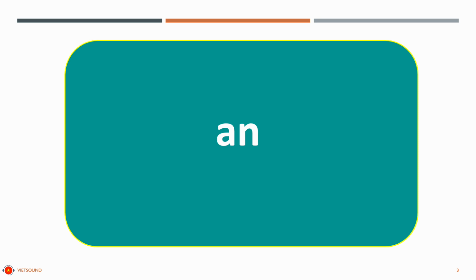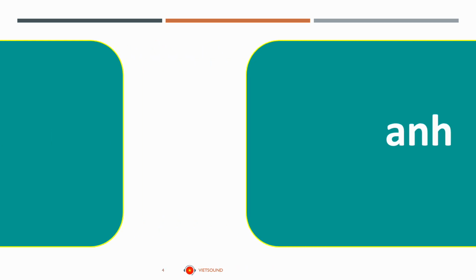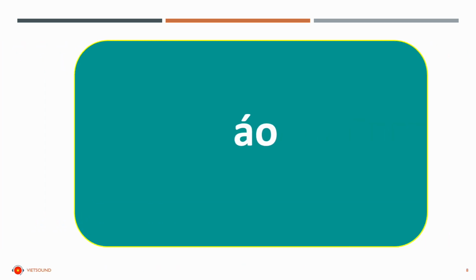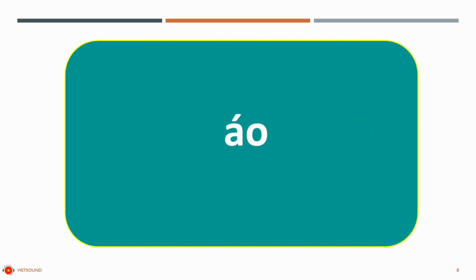Now let's practice the A sound in words. First, the A occurs at the beginning of the word. I'm going to say each word, then you'll have a few seconds to copy my pronunciation, exactly how I pronounce the sound. Okay, so the first word is an. An. Anh. Ảnh. Ao. Áo. Ai. Ác. Áp.